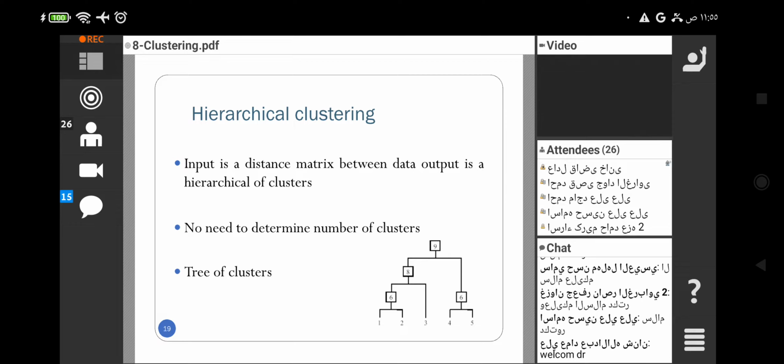We said that in this type of clustering we don't need to determine the number of clusters. So this is a difference between hierarchical clustering and k-means. In this type of clustering, the input of the algorithm is a distance matrix, and the output is a tree of clusters.